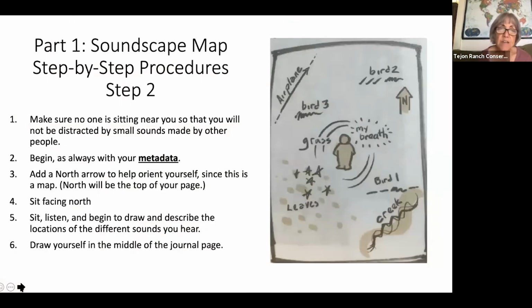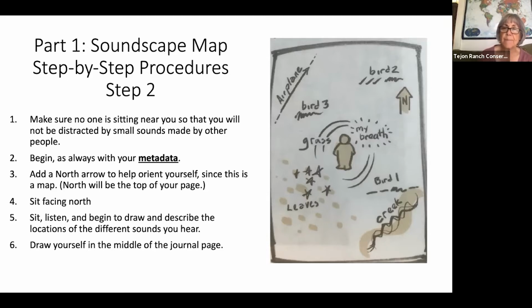Make sure nobody's sitting around you so that you're not distracted by their sounds. Always begin with your metadata, and you know what that is. We'll review that in a minute. Add a north arrow somewhere on your page and put yourself in the middle. Now, face north yourself so that what you draw will be accurate to your paper. Sit, listen, begin to draw, and describe those locations of the different sounds that you're hearing.